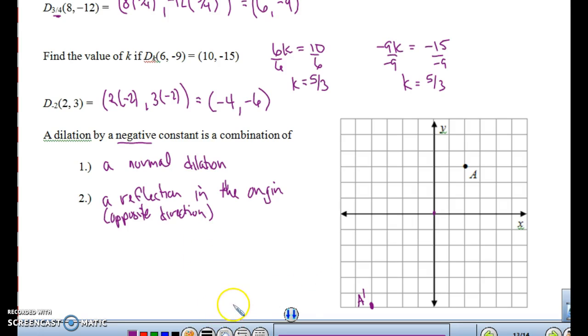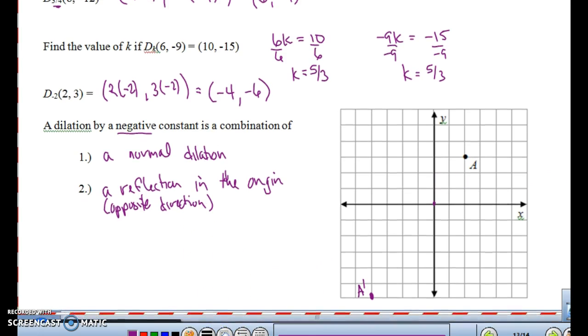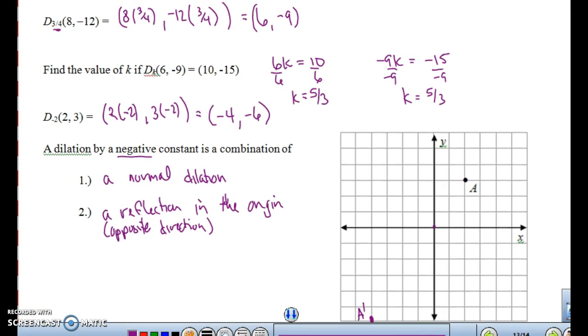So you can see the important part about a dilation is you multiply the coordinates by the same factor. If it's a positive or a negative whole number or integer, it will be an enlargement and farther away from the origin. And if it's a fraction, it will be smaller and it will be closer to the origin.